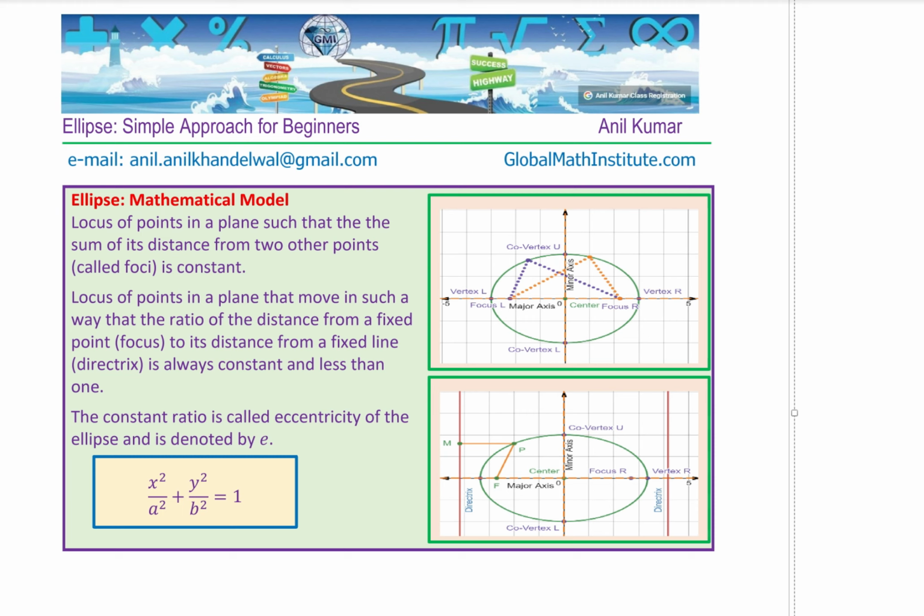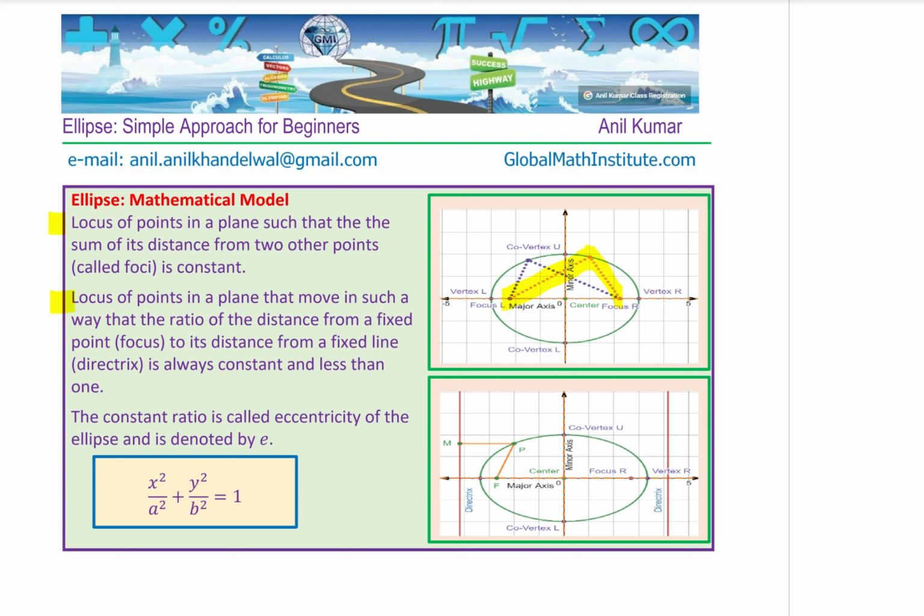So there are two ways in which we look at the ellipse while defining a mathematical model. One of them is it is supposed to be a locus of points in a plane such that the sum of its distance from two other points called foci is constant. As illustrated in this particular diagram, we have an ellipse, and what we are trying to show here is this sum of distance from a point on the ellipse is the same distance from two fixed points.